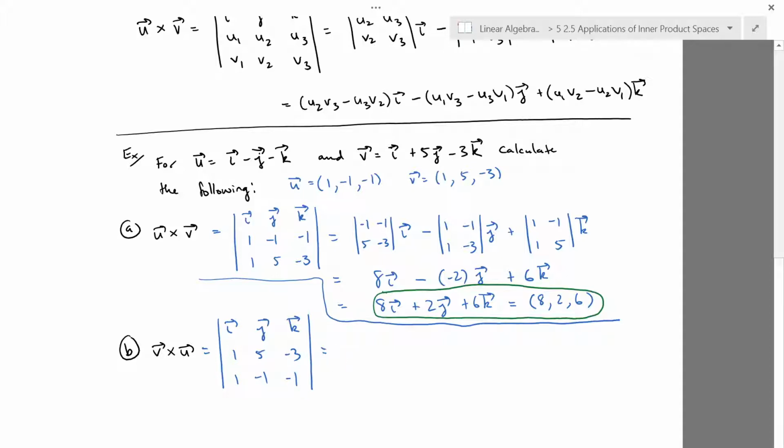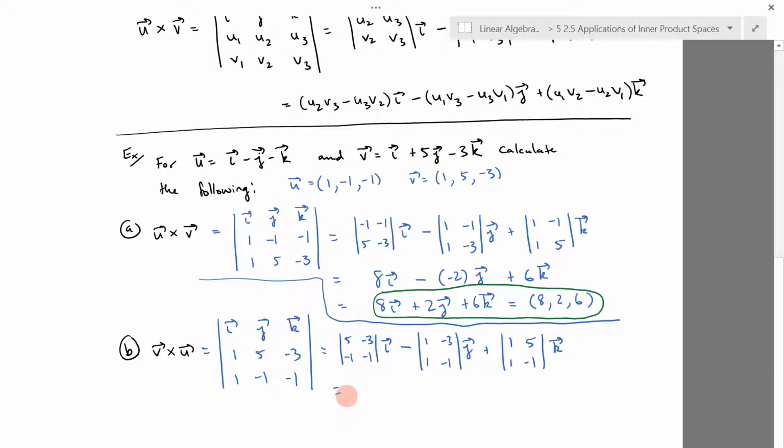And now we expand. For i, it's these 4 entries: 5, negative 3, negative 1, negative 1, and minus. j is these 4 entries: 1, negative 3, 1, negative 1, and then k is these 4 entries: 1, 5, 1, negative 1.